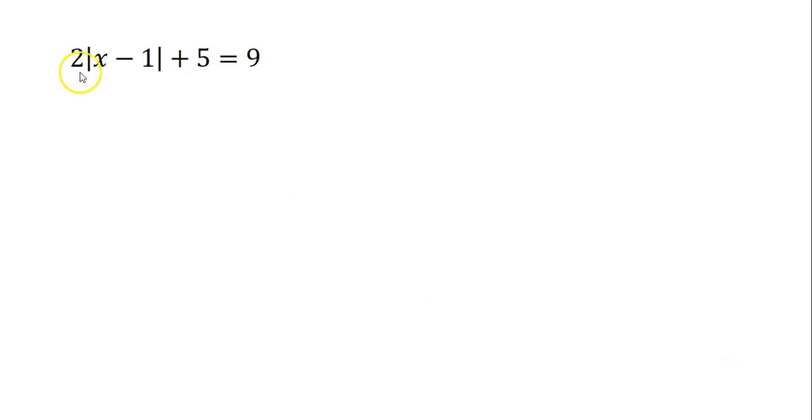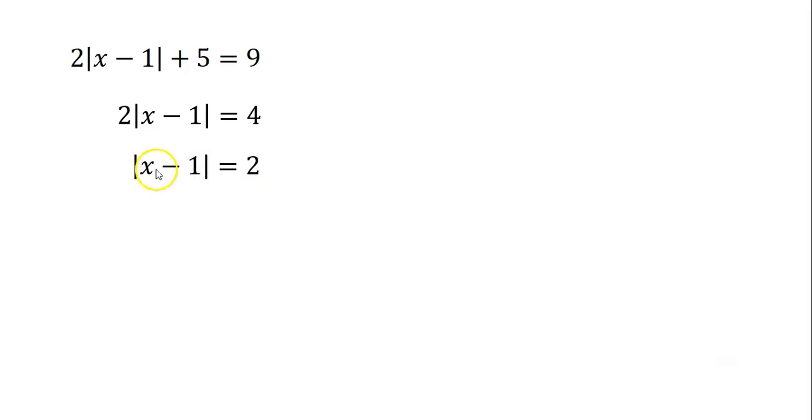Another one: 2 times the absolute value of x minus 1, plus 5, equals 9. Isolate the absolute value. Subtract 5 on both sides, so you get 2 times the absolute value of x minus 1 equals 4. Now we're going to divide by 2. So the absolute value of x minus 1 is equal to 2.